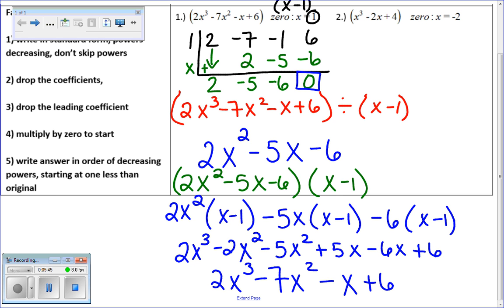I want you to go ahead and again press pause and go ahead and do number 2, the x cubed minus 2x plus 4. You need to make sure you recognize that there is a power that is skipped. So over here in our directions, it says don't skip powers. So I want you to think about what the coefficient of the x squared term would be in number 2. So go ahead and pause. My work will be up when you press play, so you can see all of the step by step.